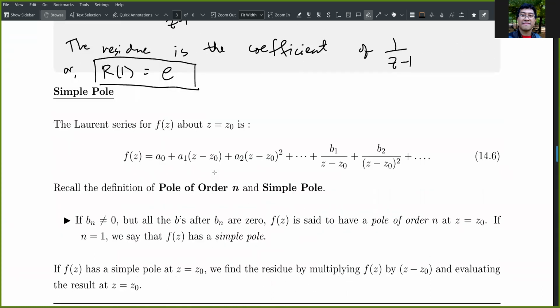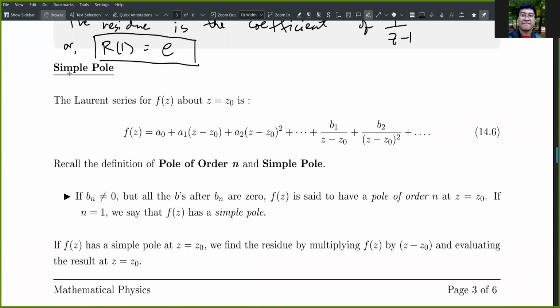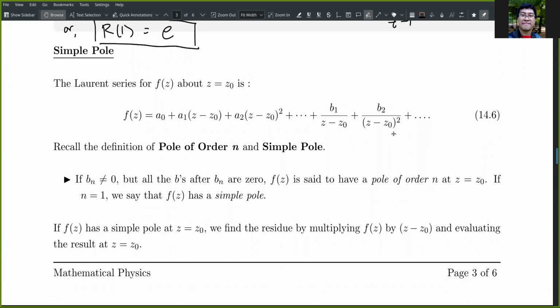Another method is by finding a simple pole. In the Laurent series, given by this expression, a pole of order n is defined as follows. If bn is not equal to 0, but all the b's after bn are 0, f(z) is said to have a pole of order n at z equals z naught. If n equals 1, we say that f(z) has a simple pole. If it has a simple pole, b1 is still the residue.